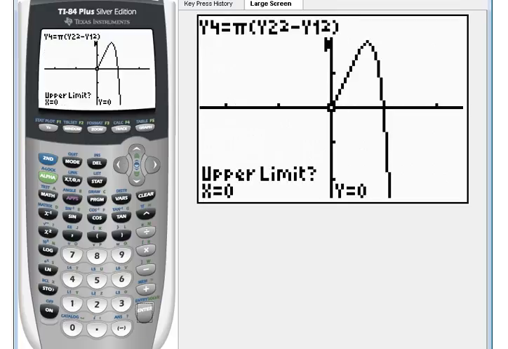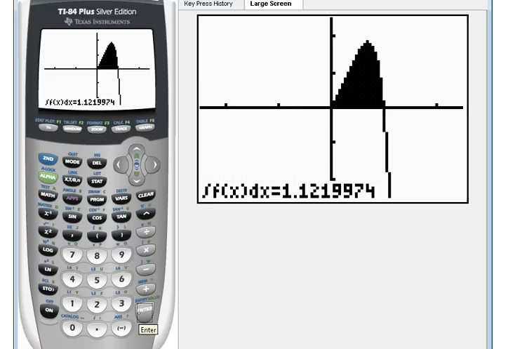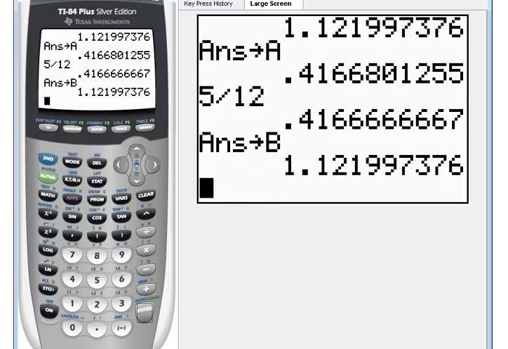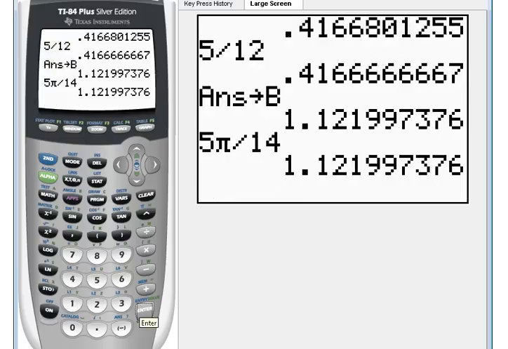from 0 to 1, and again, I'm going to store this time in B. And we said that our answer to the second problem was 5 pi over 14. So 5 pi divided by 14, and it came out to be exactly the same. So that's a way that we would go about using the calculator to find those volumes.